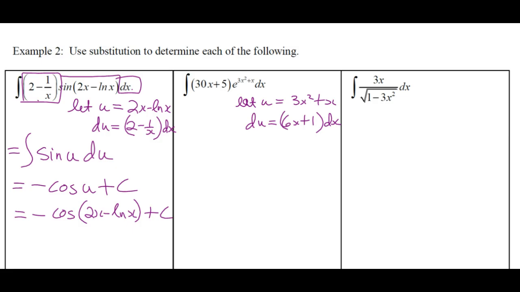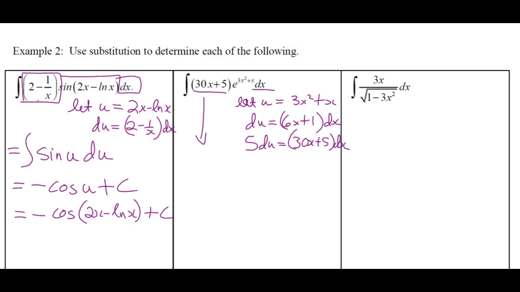du is 6x plus 1 dx. Make sure there's brackets around the 6x plus 1, right? Don't just write 6x plus 1 dx, because then that's really a different expression. All right, but I want 30x plus 5. How am I going to get that? So multiply both sides by 5. Okay, so now I have 30x plus 5 dx. That can be replaced with 5 du.